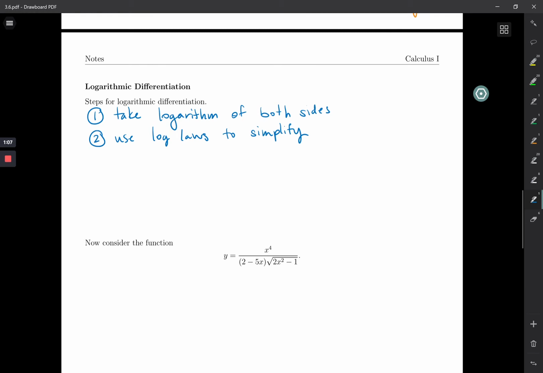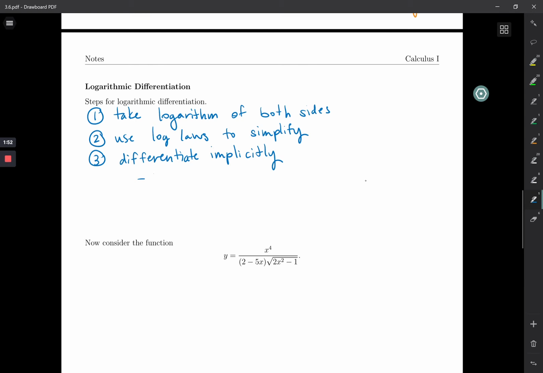I'll just write down all the steps and then we'll talk about them. Next, you differentiate implicitly, and then you just need to get dy/dx by itself. Really, these last steps are sub-steps of the third step, so I'll write them this way.